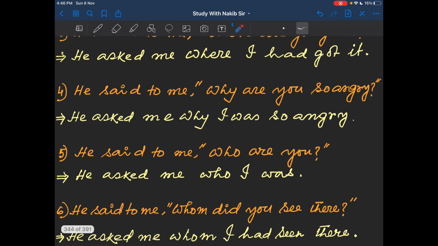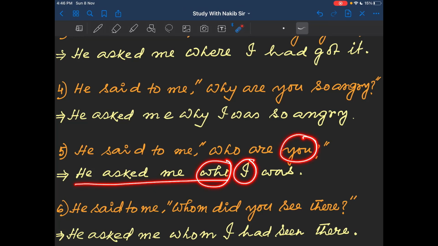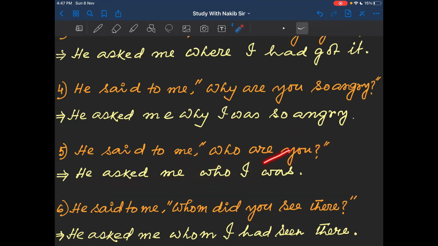Okay. Now question number 5. He said to me, who are you? Very, very important point. He asked me who. This is the connective here. So he asked me who, and after the connective, the subject will come. So this is the subject and it will be changed to I, you know, according to the number and person of the object of the reporting speech, as this one is the second person pronoun. So you is changed to I, and after the subject, there is I, the verb will be there. The order is here: first connective, then the subject, then the verb. So your answer is, he asked me who I was.